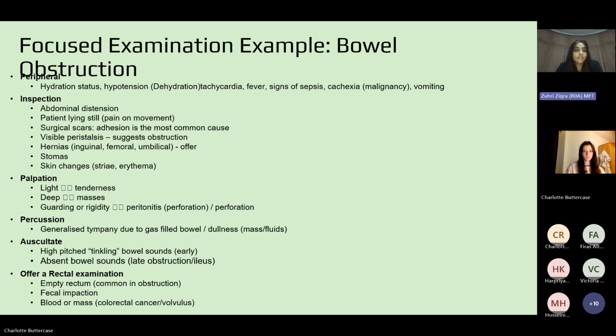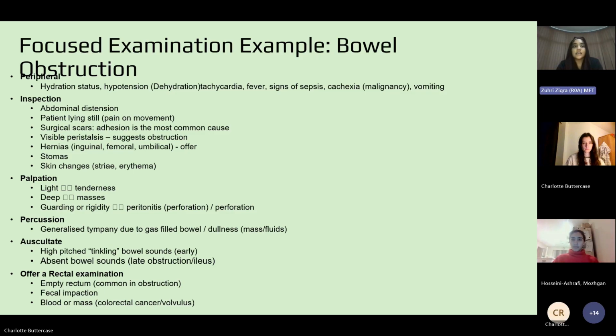Go on to palpation after that again. Do all your quadrants, do all your deep palpation of all nine quadrants, light palpation as well. Check for tenderness. If you're doing a deep palpation, make sure you're mentioning that you're feeling for any masses and things like that. When you're palpating, mention, is there any guarding, any rigidity at the end?